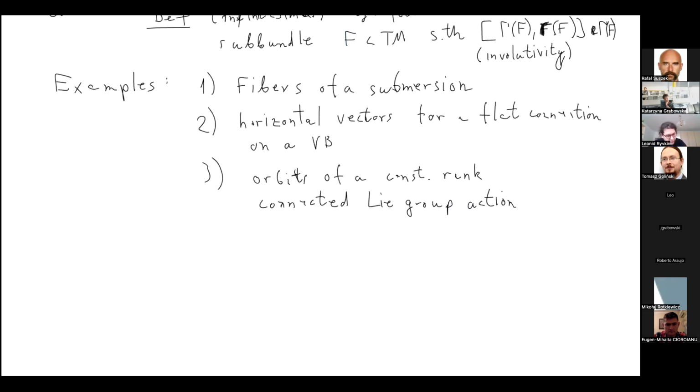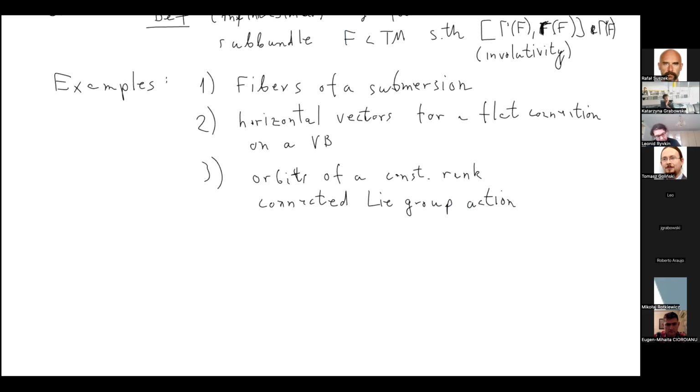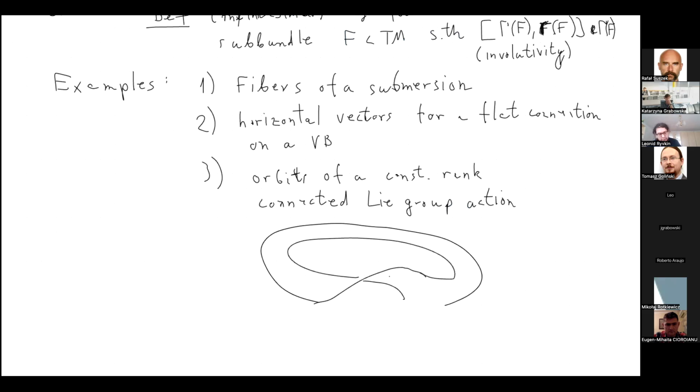And so the choice of examples is partially because all three can be very economically illustrated by the same picture of a Möbius band. So I can see it as a vector bundle over a circle. Then one foliation I could look at is the foliation by fibers.